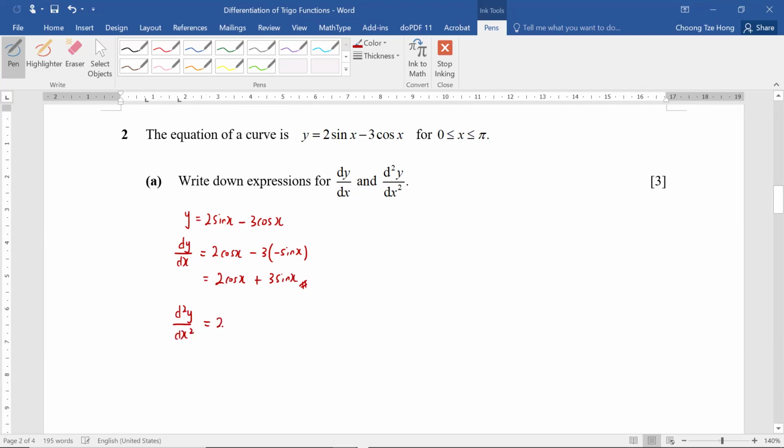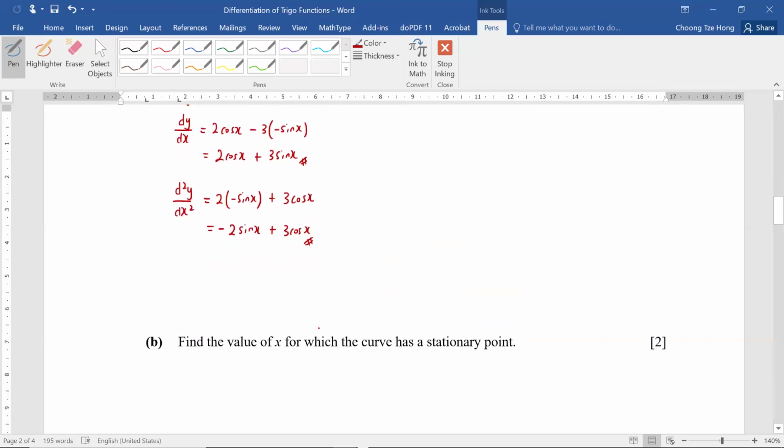You differentiate 2 cosine x, you get 2 times negative sine x, plus 3 times, differentiate sine x, you get cosine x. So what we end up with is negative 2 sine x plus 3 cosine x. This will be the answer for part A. Let's take a look at part B.